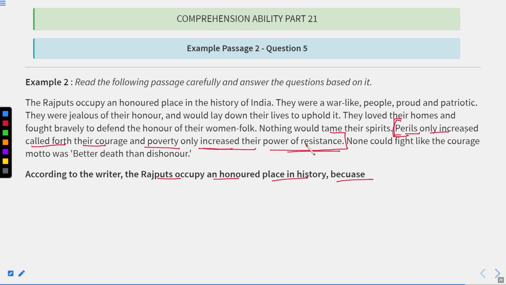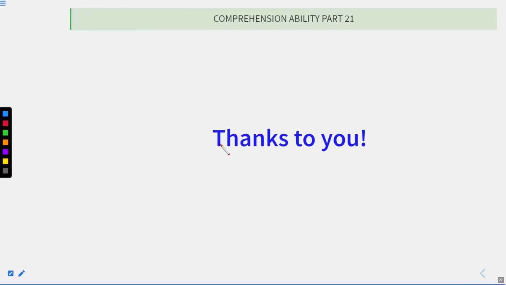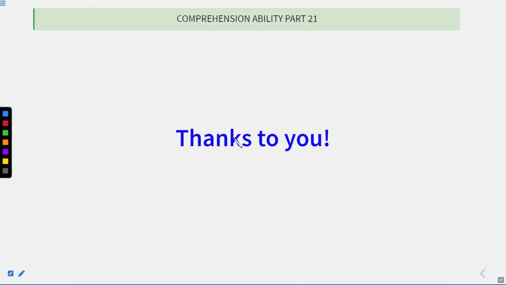According to this, they are talking about the Rajputs, and they are extolling the Rajputs, and they are saying that they will not bend their heads in front of anything. They face the challenge and they are always ready to fight. So they are just extolling Rajputs in the entire passage. I hope this is simple and you understood the entire paragraph very easily.